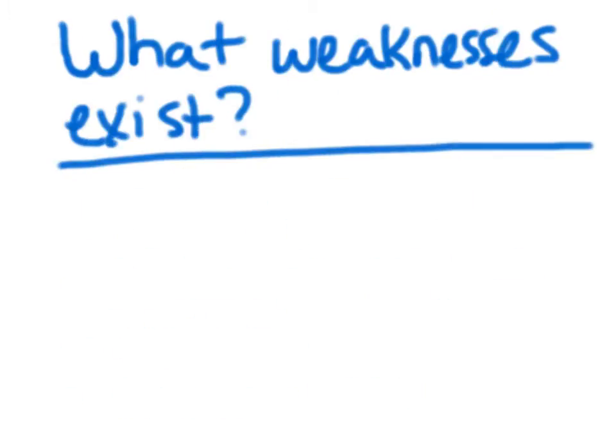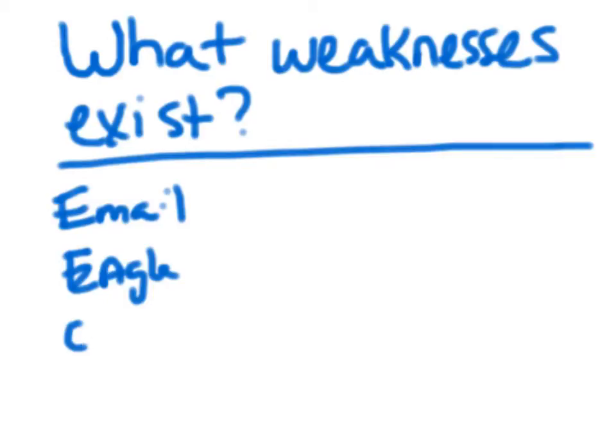Where do threats come from? What weaknesses exist? You've had a few days to think about it. So let's just start with email, then we'll go to Eagle, and then online services. I'm just going to do one or two word descriptions, at most three, of the weaknesses that you see. So real quick, let's start with email. What are some weaknesses you see with Google Gmail?